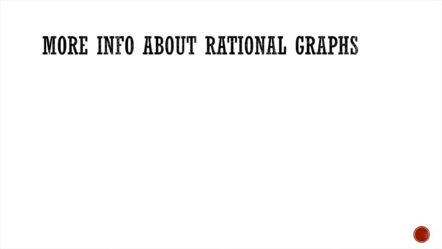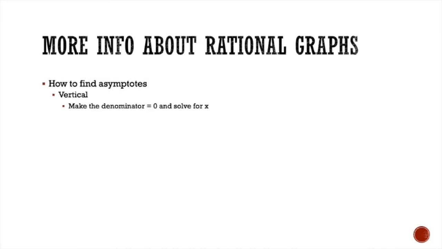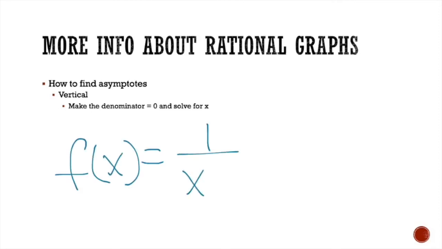All right. More information about these rational graphs: how to find your asymptotes. Here's our quick way to find your vertical asymptotes without having to look at the graph. In case you don't have to graph it, they just ask you what the asymptotes are. You just make the denominator equal to 0 and solve for x. So a moment ago, we had f of x equals 1 over x plus 1. If you set the denominator, x plus 1, equal to 0, then x has to be -1. That will be your vertical asymptote, x equals -1.